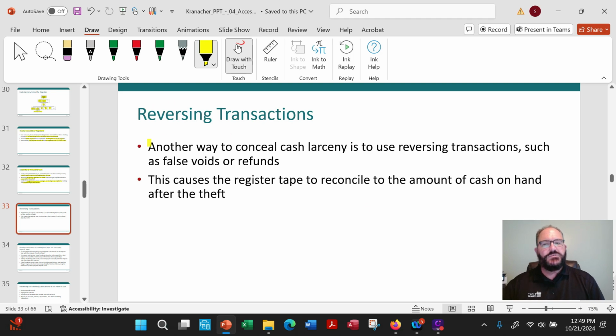Reversing transactions, we talked about that one a little bit. Reconcile the amount of cash on hand after the theft. Okay? Again, normally you would have to get approval for this. So for example, one of the things you could do is that function doesn't work unless an override code is put in, right? So again, you would have to get somebody working with you in order to do this. But if employees had the authority to do this on their own, you see where that could create an issue. Again, internal controls.